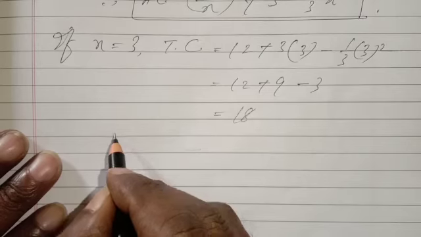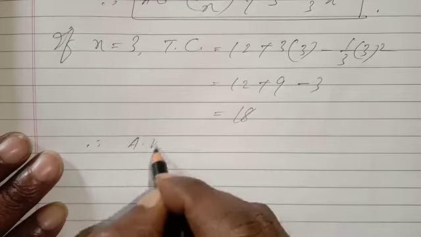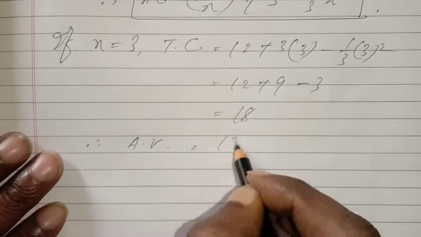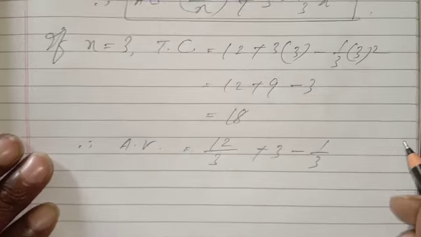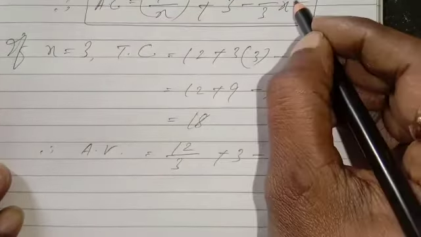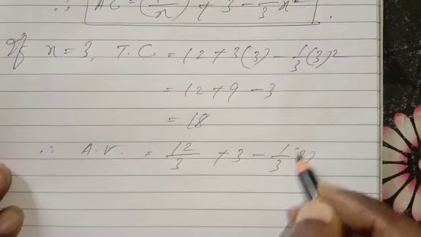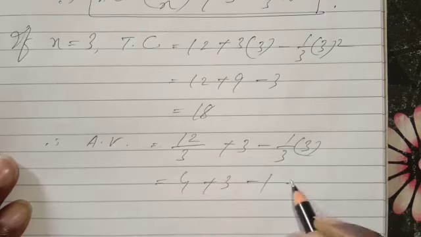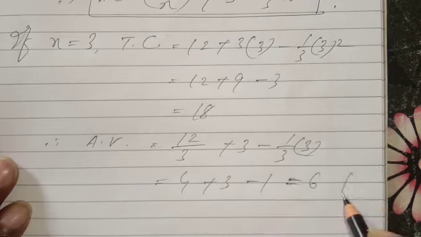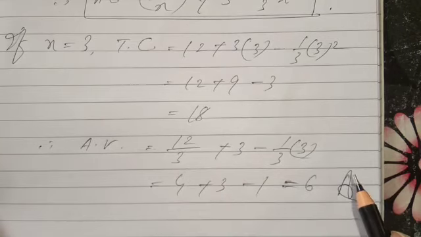And next you have to find out the average cost. Average cost is equal to 12/x, which means 12/3, plus 3 minus 1/3 x, here x is 3. How much is coming? It will be 4 plus 3 minus 1. 4 plus 3 is 7, 7 minus 1 is 6. That is the average cost. So average cost is equal to 6 and total cost is equal to 18. This way question number 2 is also completed.